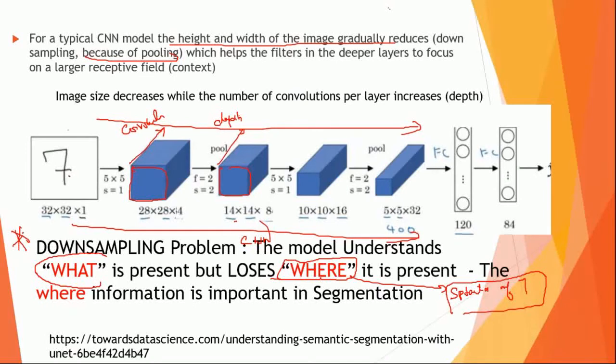Since in segmentation we are working on per pixel classification, the where information, where it is present, is mainly important. Say, for example, you are working on diagnosis of a cancer or a lesion. You need to pinpoint and show where this lesion is present in that image. You can say it is a lesion in a CNN, but if you lose where that lesion is present in the whole image, it doesn't make sense if you're working on segmentation. So this is a big problem with any normal segmentation.